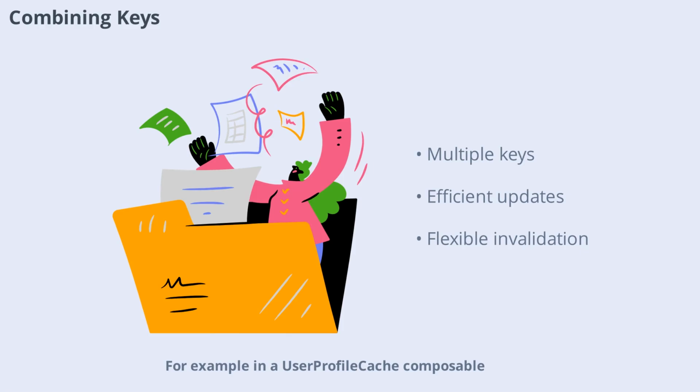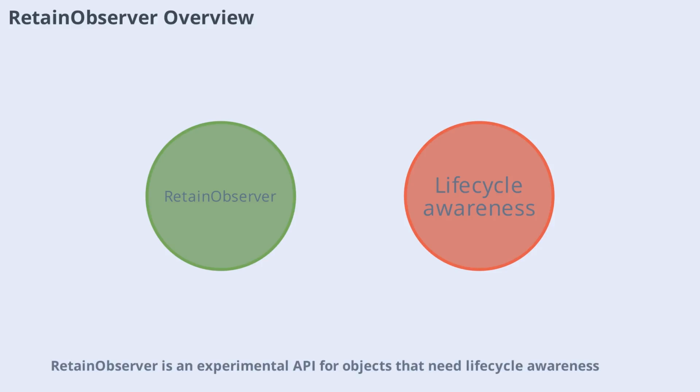For example, in a user profile cache composable, you can use both userId and refreshToken as keys. When either changes, the retained value is refetched. This flexibility makes retain suitable for scenarios where state depends on multiple factors, ensuring that updates are handled efficiently and accurately. RetainObserver is an experimental API for objects that need lifecycle awareness.